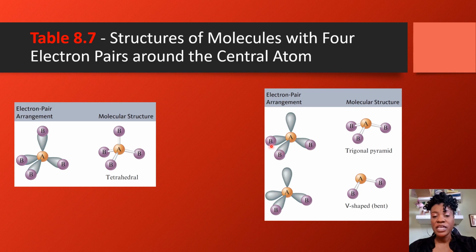However, if we have bonded atoms in this electron pair arrangement, but then we have a lone pair, that changes the molecular geometry or the molecular structure. Now, our molecular structure is just based on our bonding pairs, and we call this trigonal pyramid. If we have 2 lone pairs and we have 2 bonding pairs, then we just look at the bonding pairs and we have what's called a bent arrangement or V-shaped.